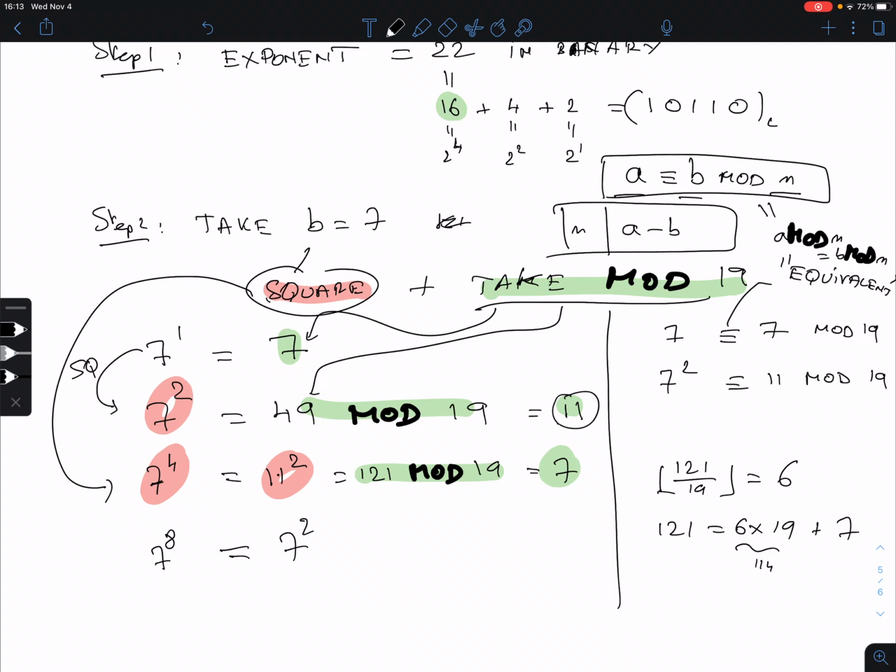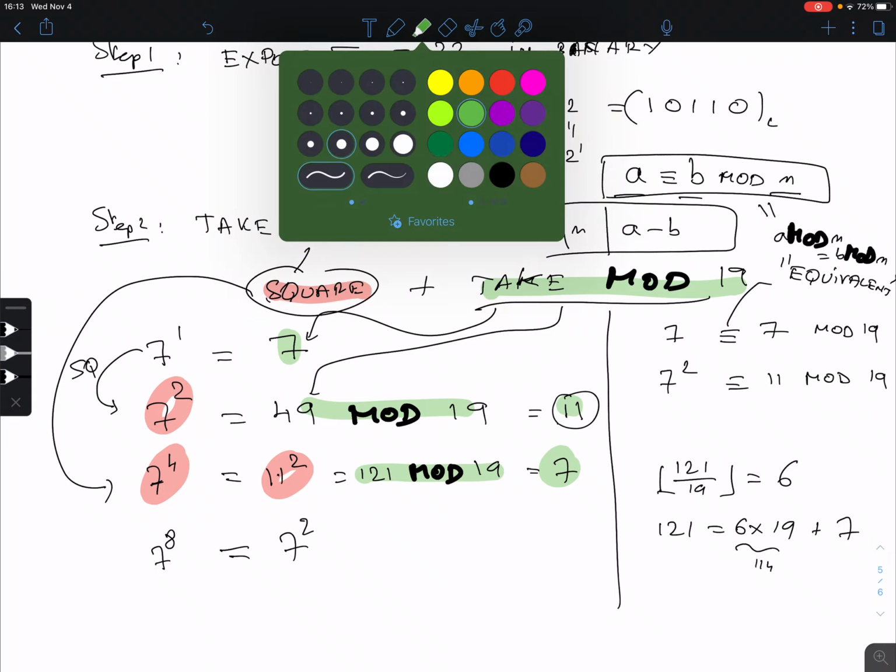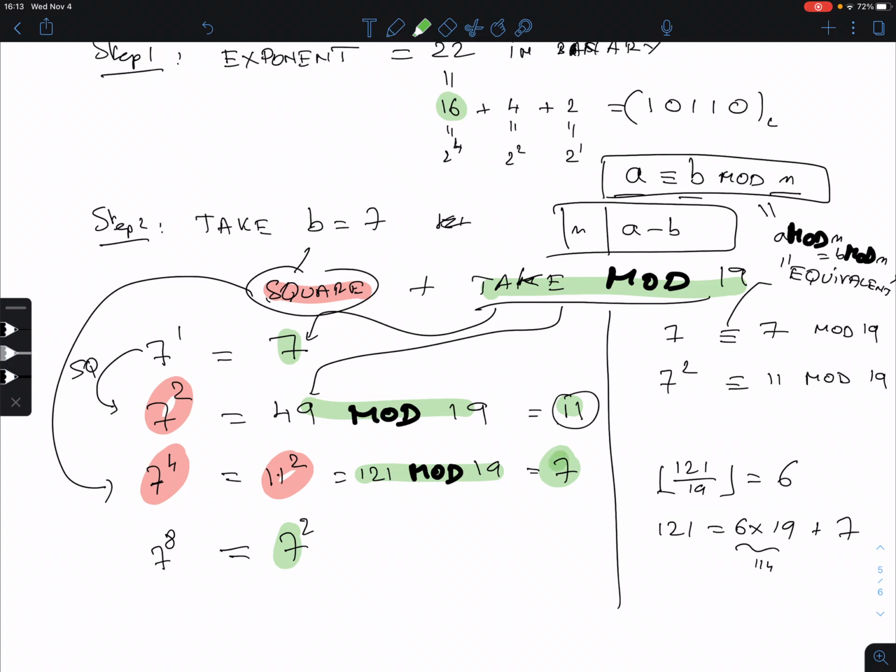I'm going to square this. So I remind you, I'm sorry that these numbers happen to be the same, but this 7 is this 7. Okay? This 7 to the 4th, I square it and it becomes 7 to the 8. Then I take this 7 and square it, it becomes 7 squared. That is 49, and I now take the mod 19 of that.